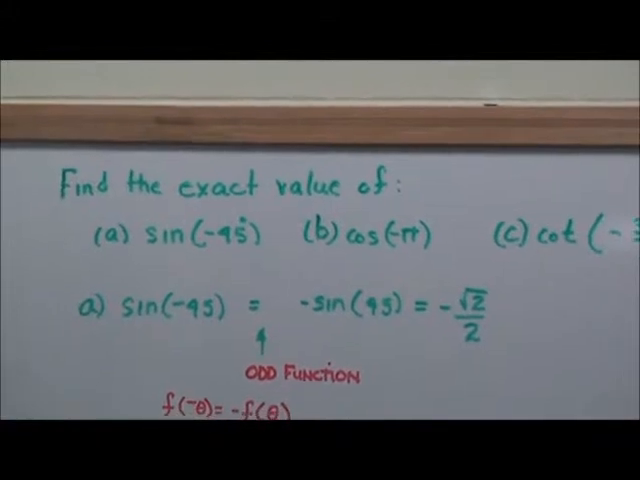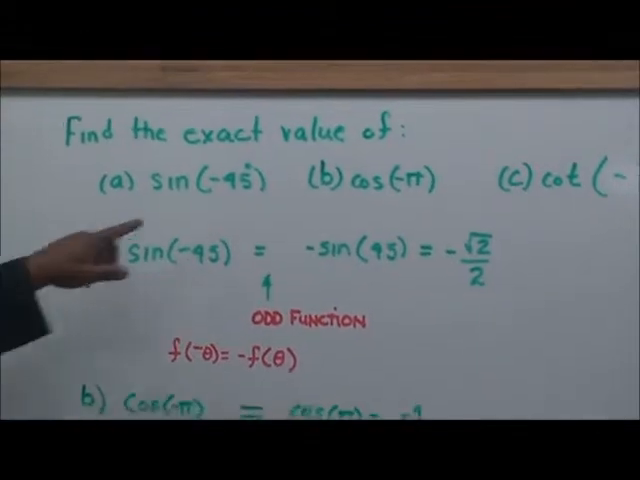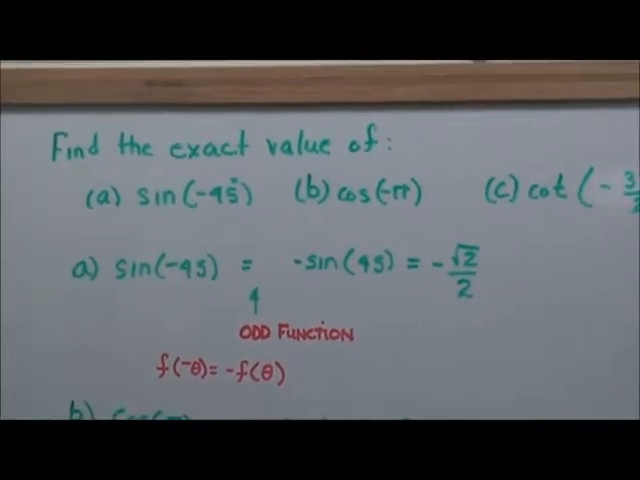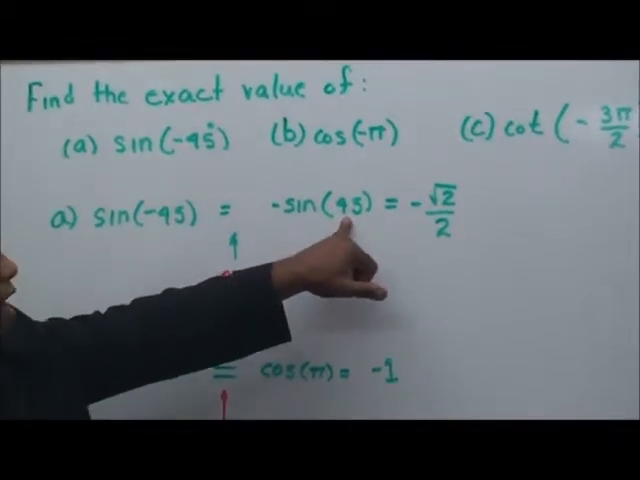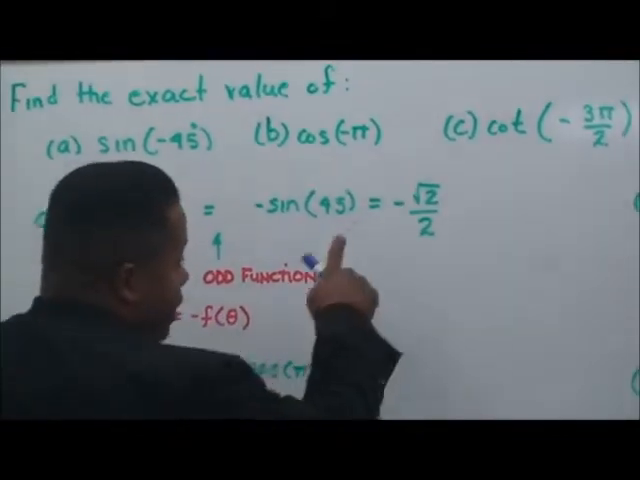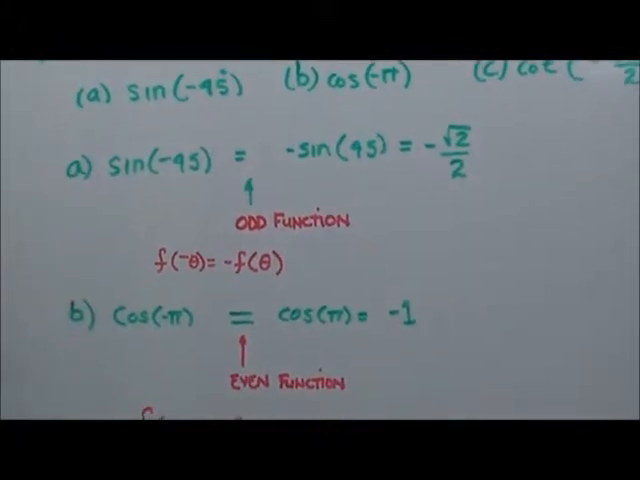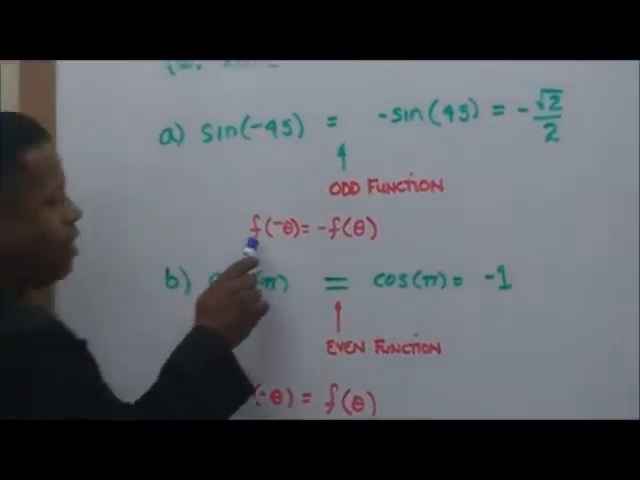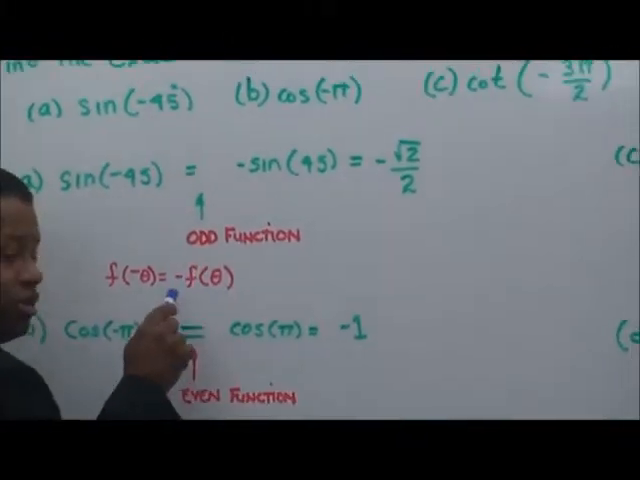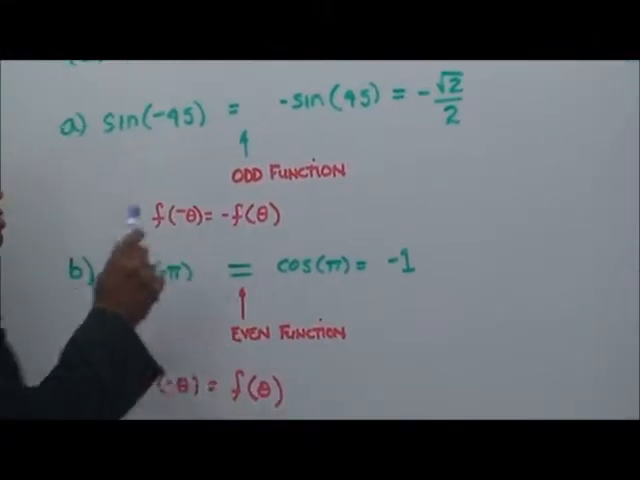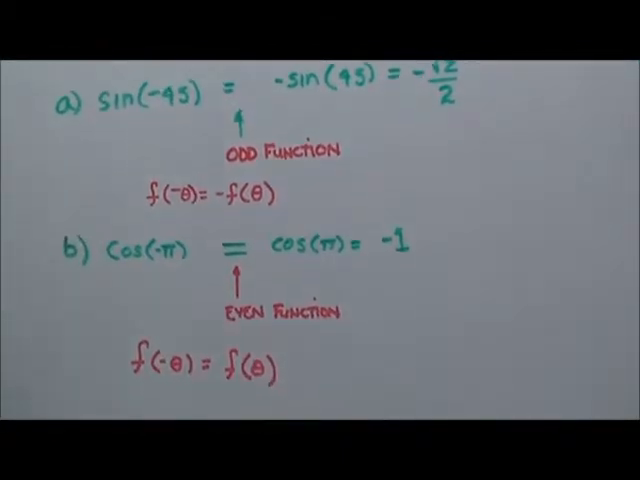So look, sine negative 45. With sine 45 being the original function, you plug in sine negative 45 degrees. What would you get? You will get negative sine 45, and the exact value would be negative square root of 2 over 2. This is considered an odd function. According to the theorem we talked about, when you plug in a negative theta, you get the negative of the function, f of theta, so the negative sits outside the function, making it the opposite.